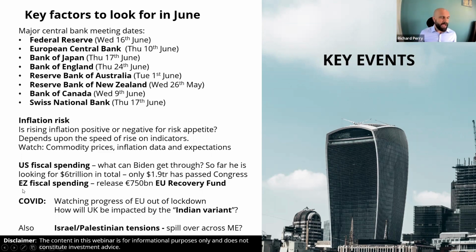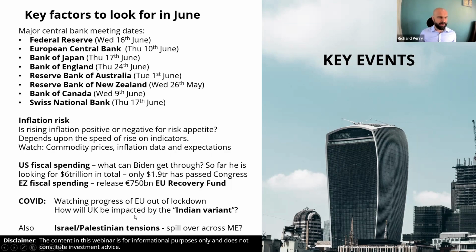And finally, the EU Recovery Fund, 750 billion, measured against the US. It doesn't sound like a great deal of money now, but still 750 billion shouldn't be sniffed at. But it's still sitting in the courts at the moment. And can the courts now start to free up that money so it can be spent in the Eurozone? Again, that could be a positive for the Eurozone if that comes through in the coming month.